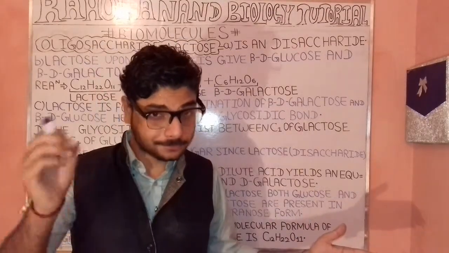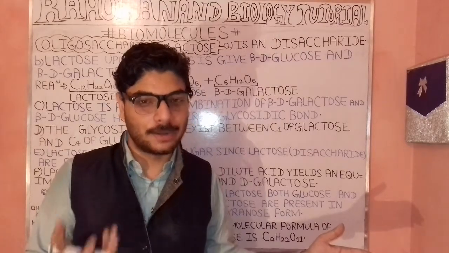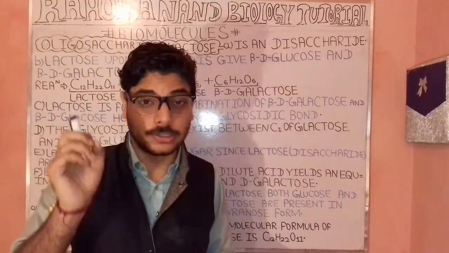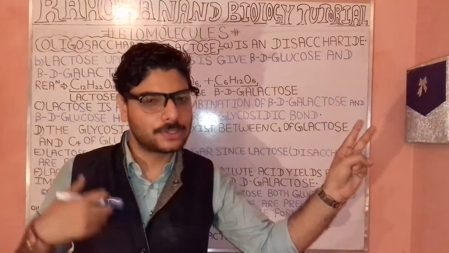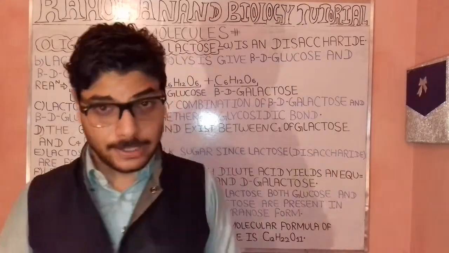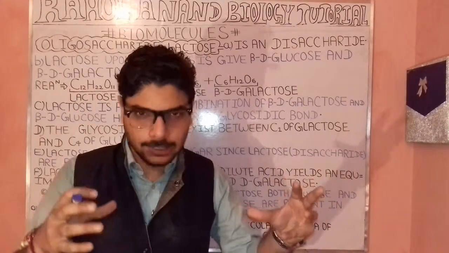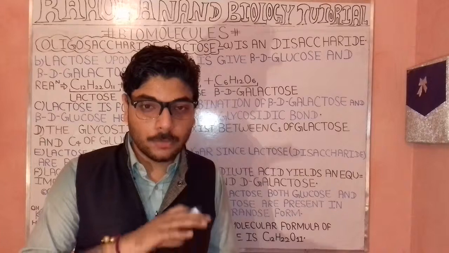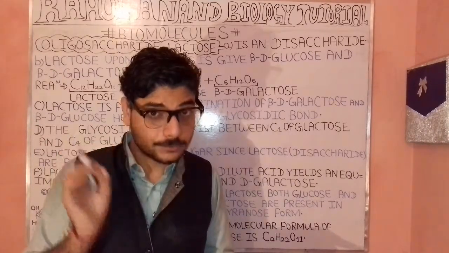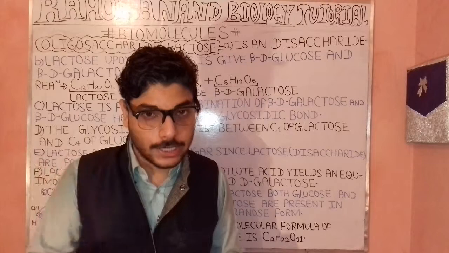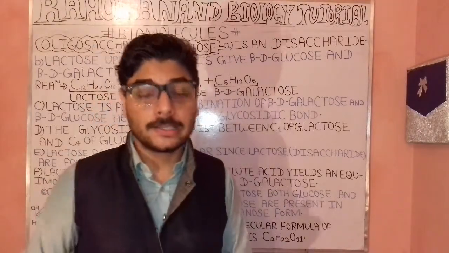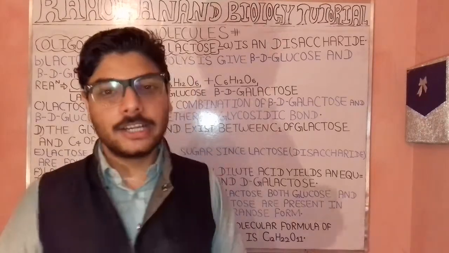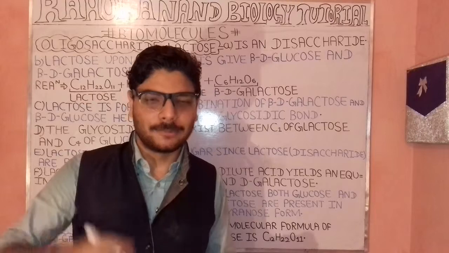Talking about how these are arranged or linked, beta-D-galactose and beta-D-glucose are attached by a glycosidic bond, and the linkage point is C1 of the galactose and C4 of the glucose. So between these components of lactose we have the glycosidic bond. Lactose is often known as milk sugar. Why? Because it is a disaccharide present in milk.